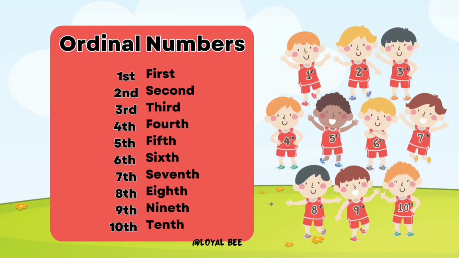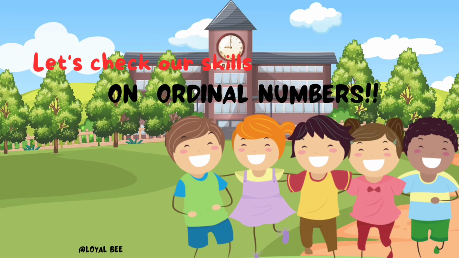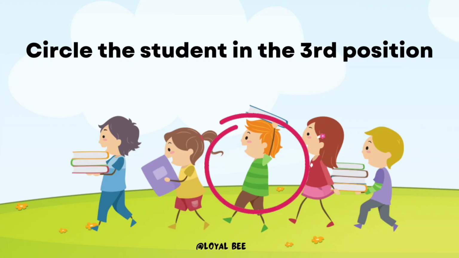Ordinal numbers are presented as first, second, third, fourth, fifth, sixth, seventh, eighth, ninth and tenth. Now let's check our skills on ordinal numbers. Let's circle the student in the third position.